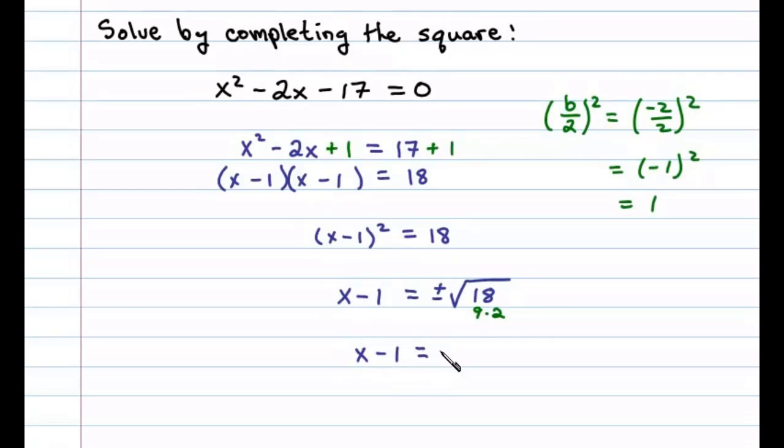So we can write x minus 1 equals plus or minus, the square root of 9 is 3, so plus or minus 3 times the square root of 2. And then finally, adding 1 to both sides, we have our two solutions, x equals 1 plus or minus 3 times the square root of 2.